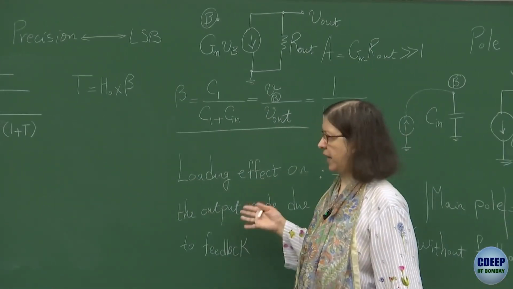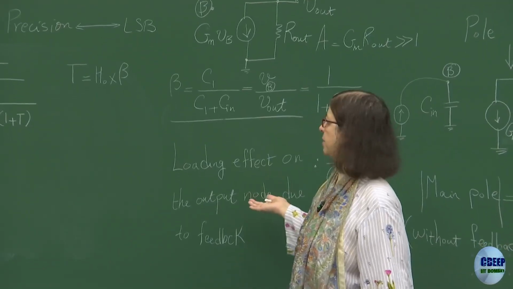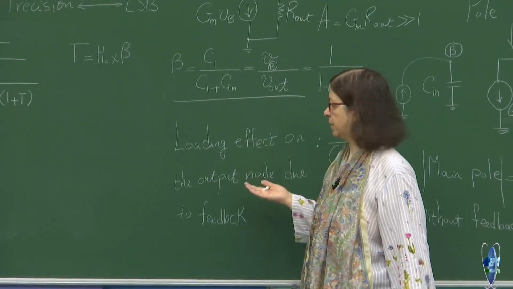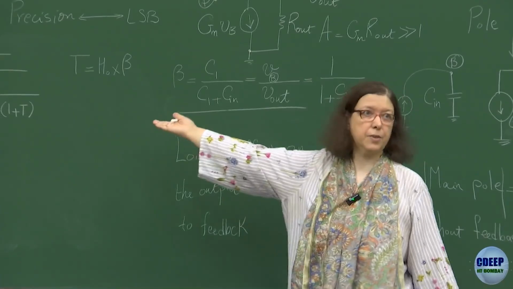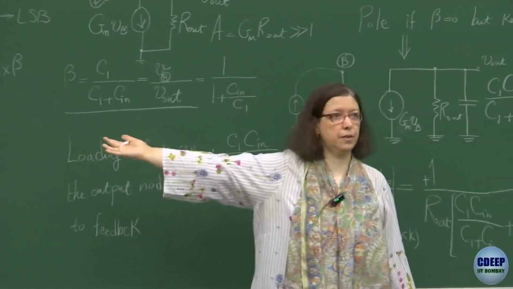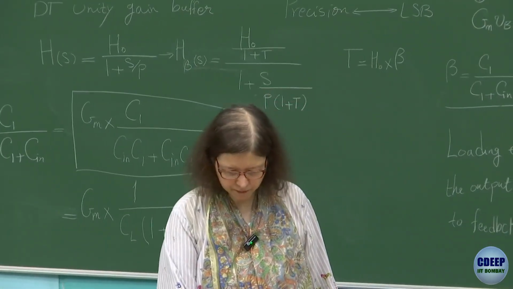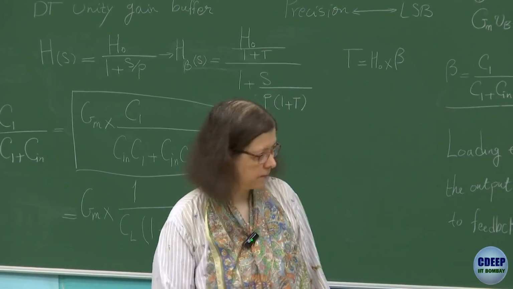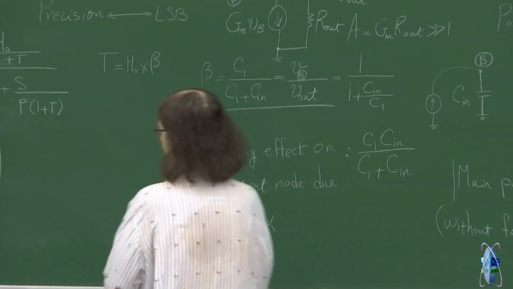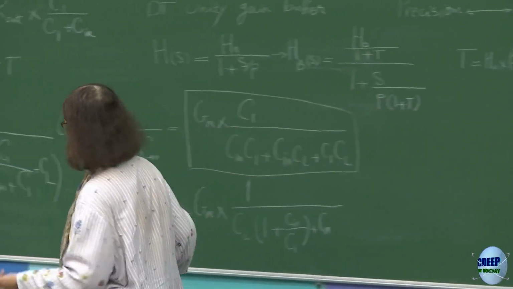So the case we have is that beta is not a function of frequency. Therefore, we can apply this expression. So actually I use this expression. Okay, so we have almost finished the unity gain discrete time unity gain buffer. One more thing is left.